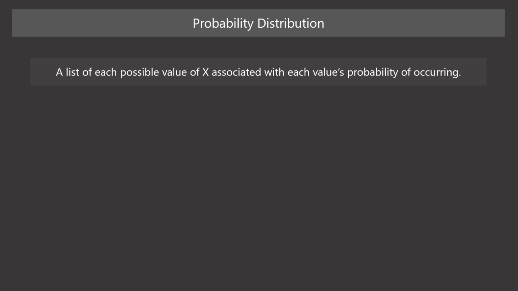Each possible value of a random variable occurs randomly, so we can assign probabilities of occurring to each value for a random variable. It is called a probability distribution. Specifically, the probability distribution of a random variable x can be defined as a list of each possible value of x associated with each value's probability of occurring.